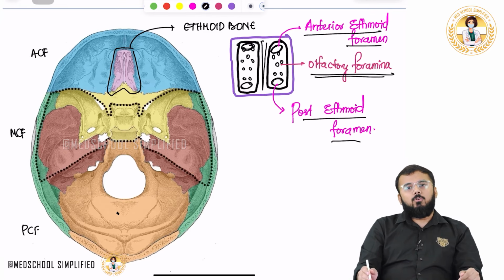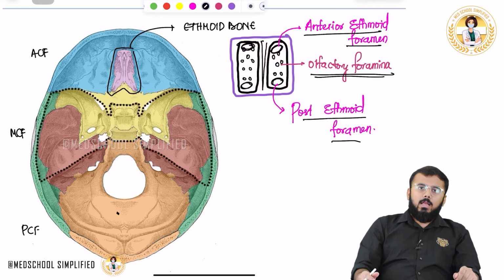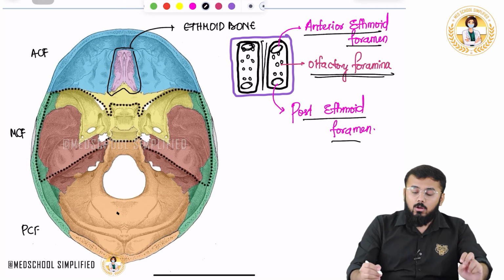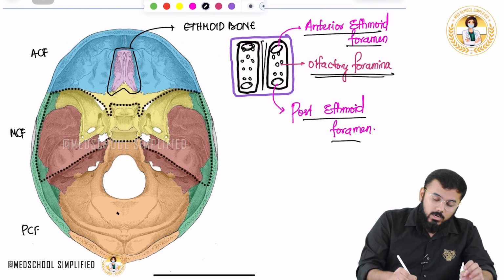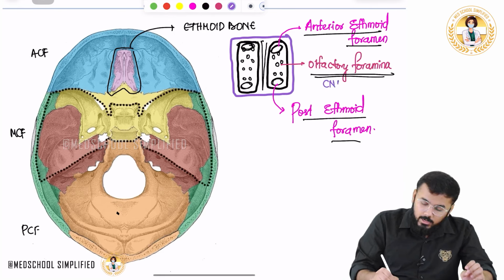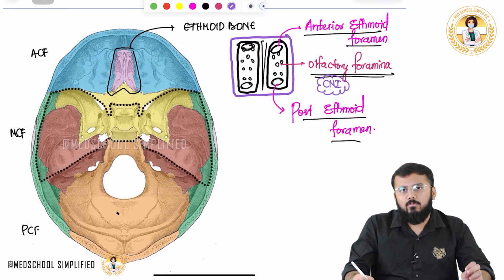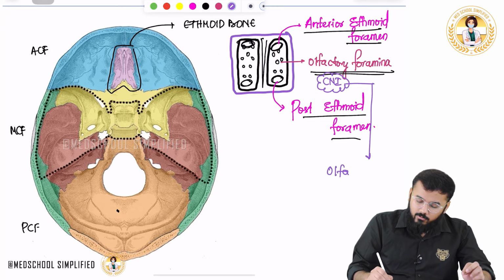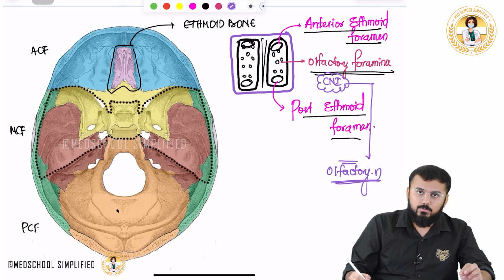Through the anterior ethmoid foramen, the anterior ethmoidal artery and vein will pass. Through the posterior ethmoid foramen, the posterior ethmoidal artery and vein will pass. And through the olfactory foramina, what will pass? Cranial nerve number 1, which is your olfactory nerve. So the olfactory nerve will pass through this.